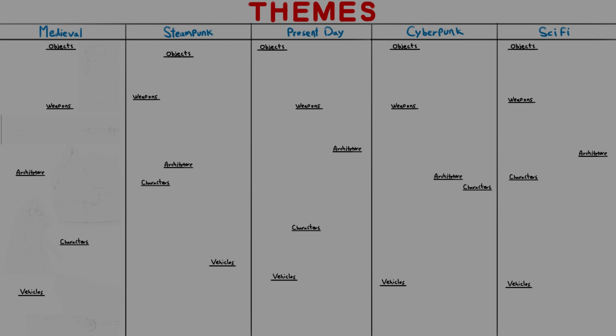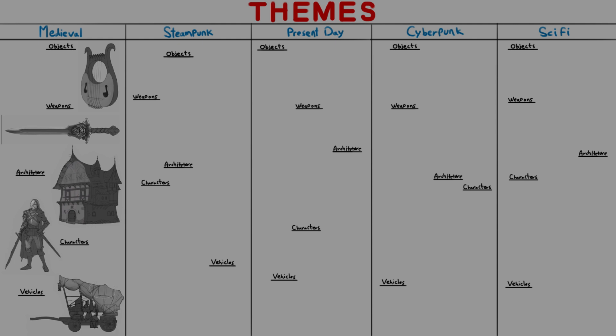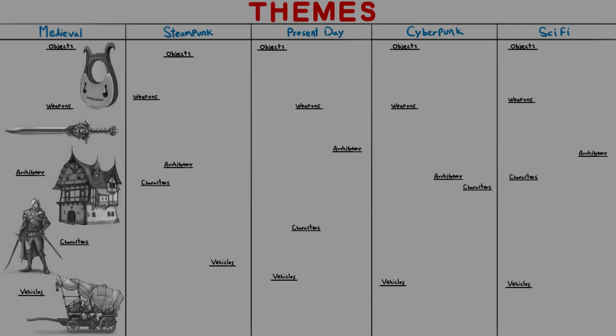Now the subsections will be the same for each different theme. So we can draw objects in medieval style like musical instruments, weapons like swords and the rest of it, architecture in the medieval style, characters, and finally vehicles. We do the same for the steampunk theme as well: objects, weapons, architecture, characters, and vehicles.